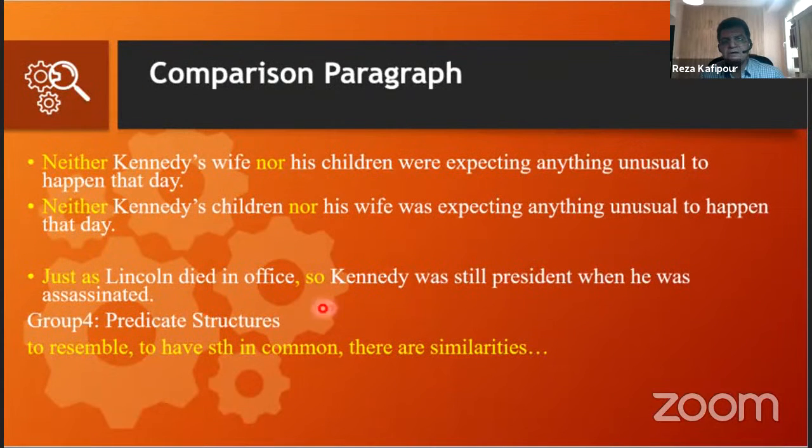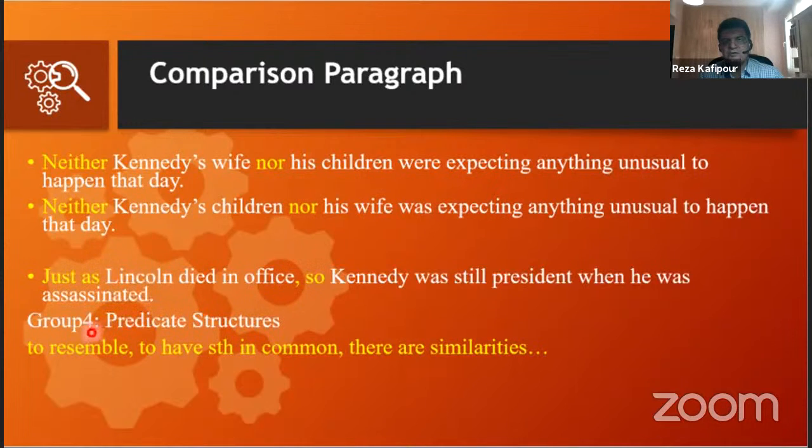So as you see here, we said just as, comma, so is the structure. After so, we said Kennedy was still president when he was assassinated. So this sentence, was still president when he was assassinated, is totally similar to died in office. But we use new wording to imply the same meaning. So it is the third group, correlative conjunction.